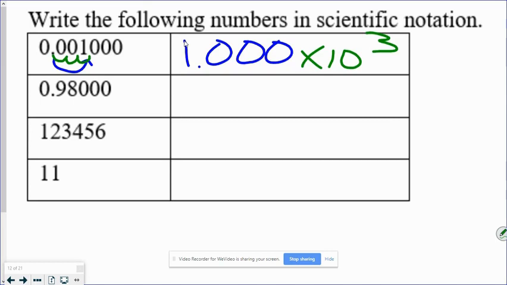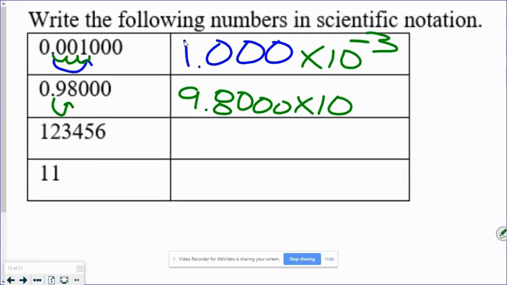Is this number smaller than 1? Yes, it is smaller than 1, so it gets a negative exponent sign. We need to move this decimal point behind the first non-zero, which is behind the 9. So we go 9.8000 times 10. And we had to move it 1 spot, so it's 1. And this is a number smaller than 1, so it gets a negative exponent. Yes, we need these zeros, and we will talk more about that in the next couple days.